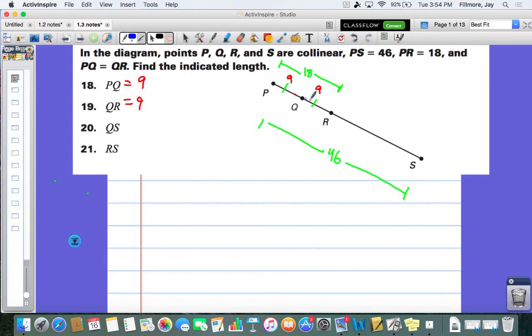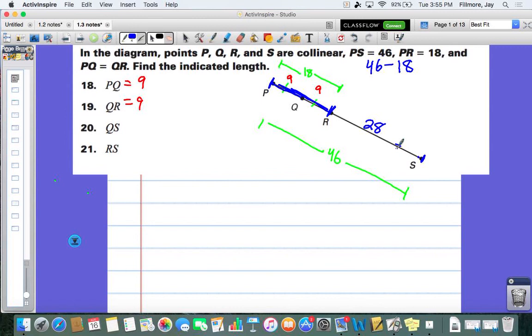QS, we don't know this length yet. What we do know is that this whole thing is 46, right? And we know that this segment's 18. That's 18, and then this bigger piece, and the whole thing's 46. If we take the whole thing, 46, and subtract this piece that's 18, we end up getting 28, right? So with 28, that's our leftover piece here. So again, whole thing, 46 minus this first piece, 18, you get the missing piece, 28.